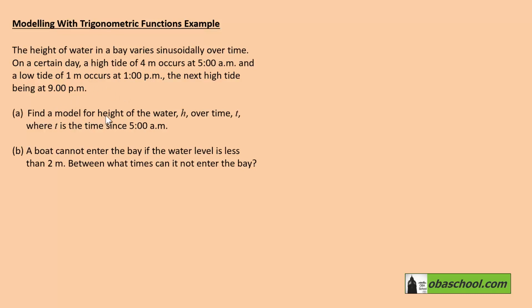Find a model for the height of the water, h, over time t, where t is the time since 5 a.m. So we're going to take 5 a.m., that's the first high tide, as t equals 0. A boat cannot enter the bay if the water level is less than 2 meters. Between what times can it enter the bay? So the first thing we've got to do is find the model.